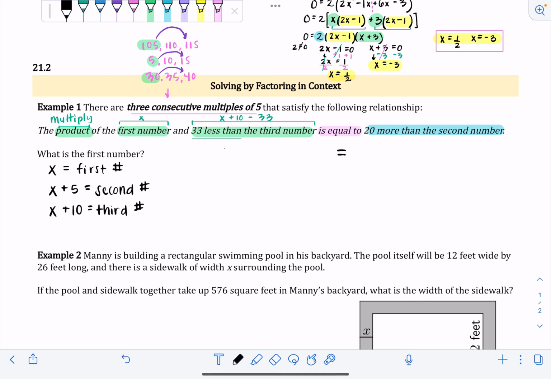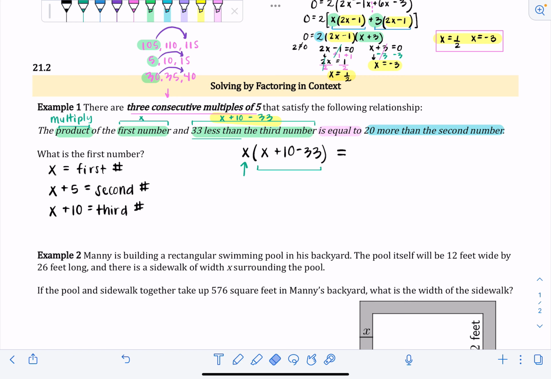So for the product, we'll take the first number, x, and we'll multiply it. So I'm going to put the second part in parentheses since we're multiplying. And then inside the parentheses will be this 33 less than the third number. So x plus 10 minus 33. And if you want to simplify the 10 minus 33 before actually putting it into the equation, that's totally fine as well. So this represents the product of the first number and 33 less than the third number, which was this.